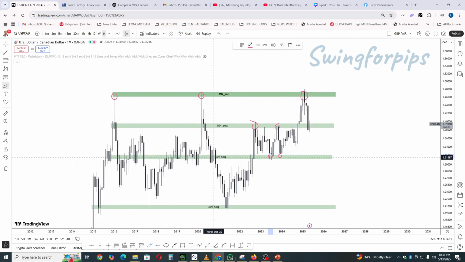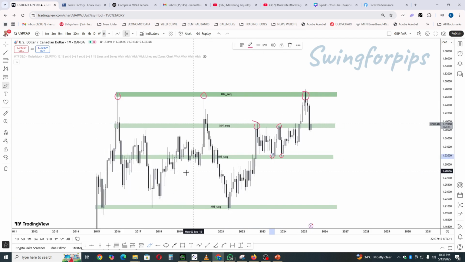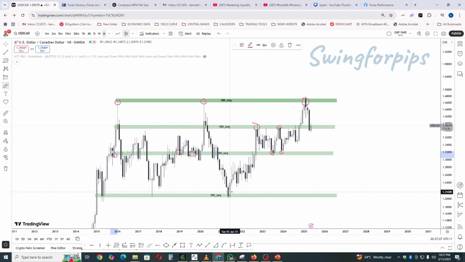Then we keep going. You can see that price actually played around here also. Here also, you can see that it's a strong zone where price actually came to play before taking off in the other direction. So we have something here, something here, and something here. This is what we have on the monthly chart.